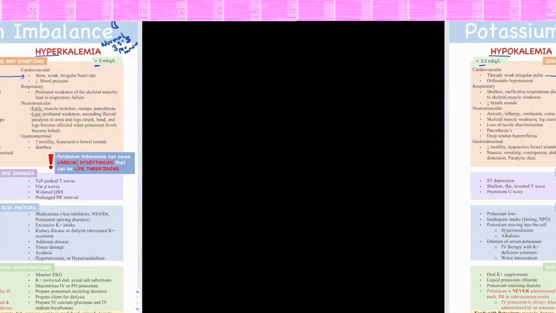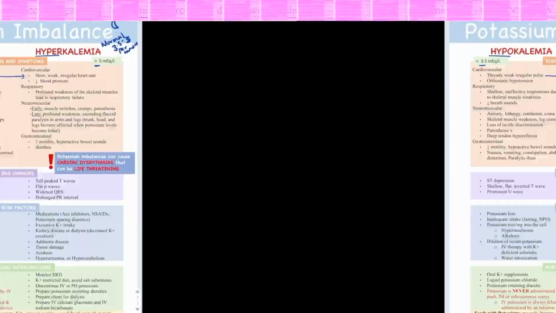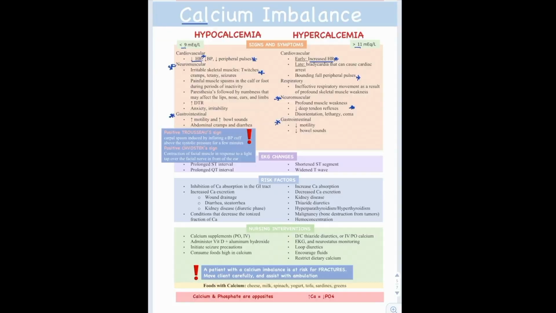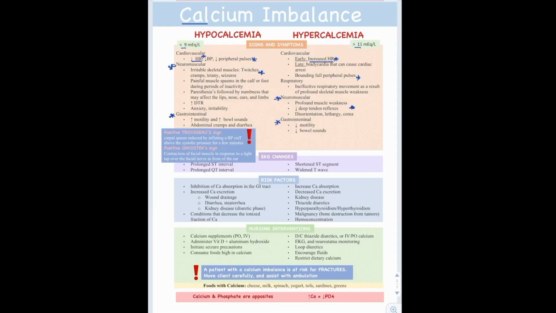When it comes to gastrointestinal, same thing, very important to know because they're the opposite. With hypocalcemia, we're seeing increased motility, bowel sounds, abdominal cramps, diarrhea. With hypercalcemia, we're seeing decreased motility and bowel sounds. So this is important, and the big thing to know is that there's something called Trousseau's and Chvostek's sign.